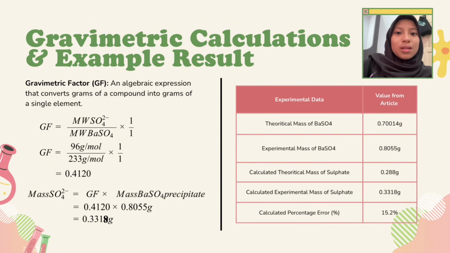As shown in the experimental data, the theoretical precipitate mass of 0.70014 gram yields a calculated theoretical sulfate mass of 0.288 gram. However, our practical laboratory balance recorded an actual precipitate mass of 0.8055 gram, giving a practical isolated sulfate mass of 0.3318 gram. By comparing these two final mass values, the percentage error was determined to be 15.2%.